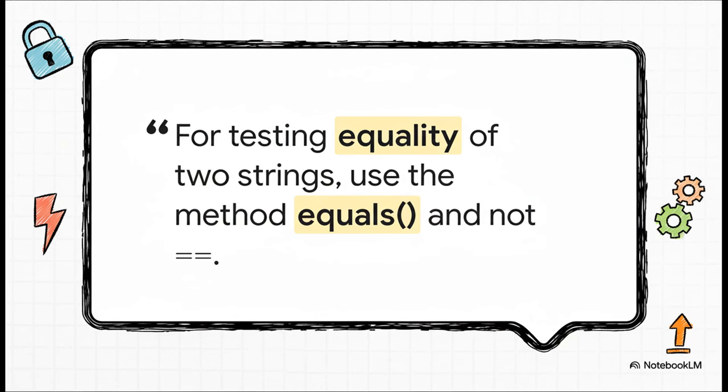So what's the golden rule here? It's simple, and you have to remember this. Whenever you want to check if 2 strings have the same value, you always use the dot equals method. Seriously, using the double equals operator by mistake is one of the most common bugs you'll find in Java code, so be really careful with that one.